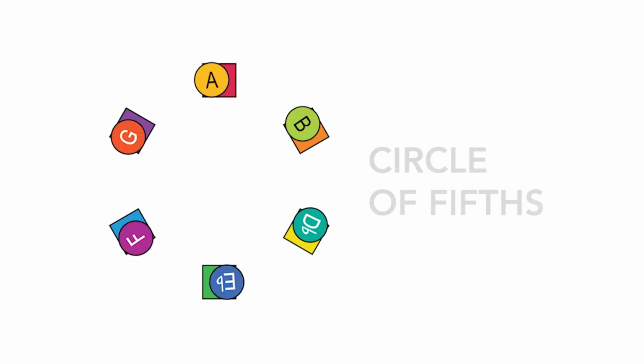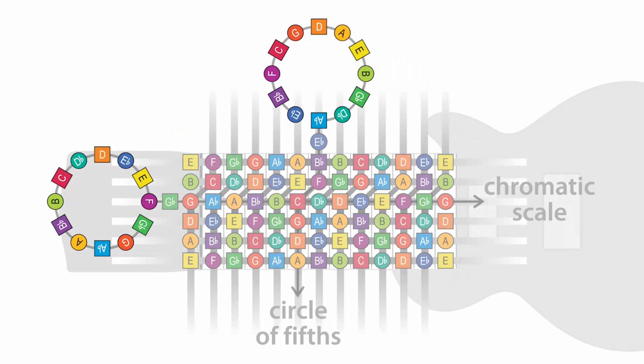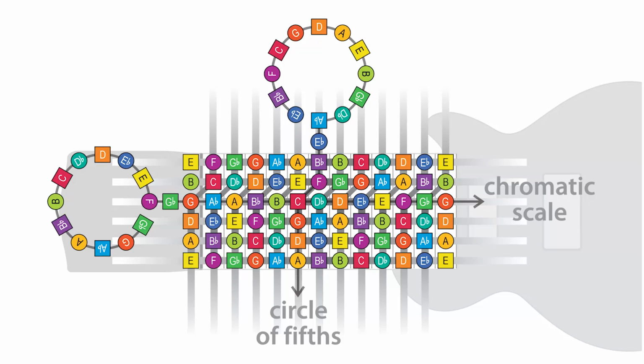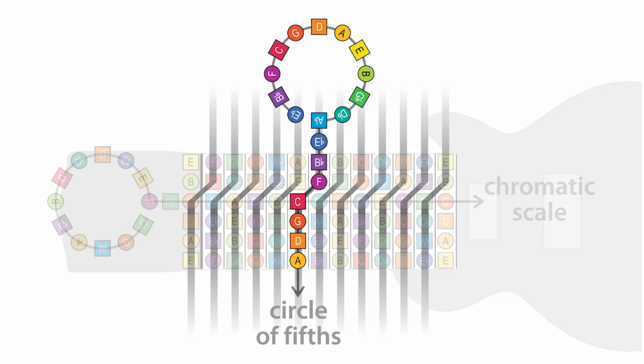I explain the circle of fifths in more detail in the links that are added to the video notes, but you get the idea. The chromatic scale and the circle of fifths are just rearrangements of one another. And on the guitar fretboard, together they form an interlaced matrix where the notes on each string follow a chromatic scale pattern, and the notes within each fret are stacked in a circle of fifths sequence.